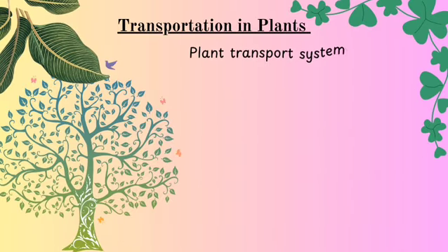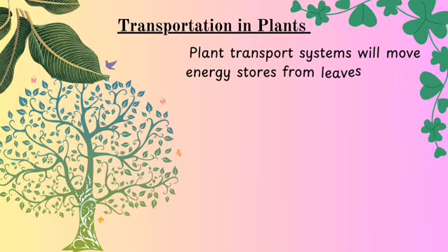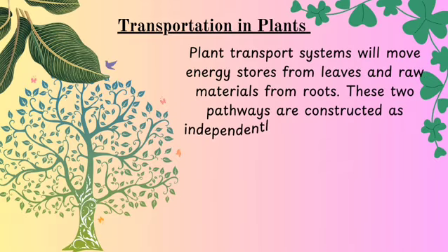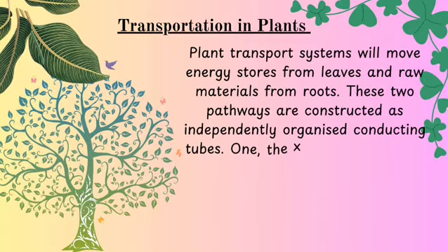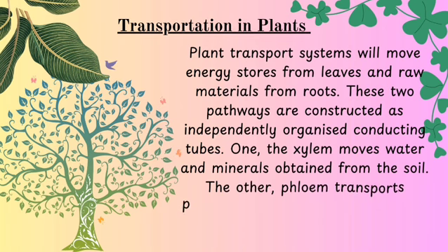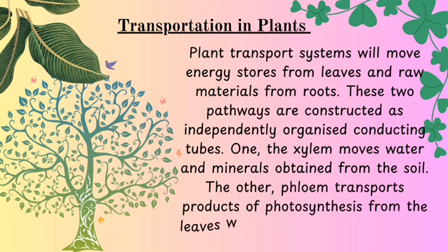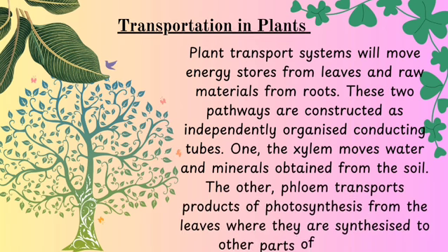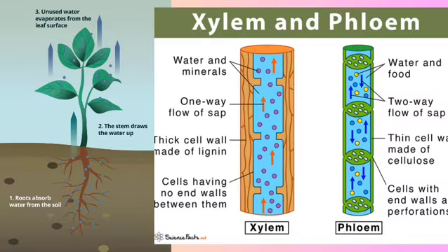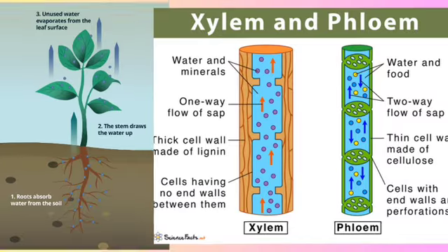Transportation in plants. Plant transport systems will move energy stores from leaves and raw materials from roots. These 2 pathways are constructed as independently organized conducting tubes. 1. The xylem moves water and minerals obtained from the soil. The other, phloem, transports products of photosynthesis from the leaves where they are synthesized to other parts of the plant. Xylem and phloem are the main tissues that help in transportation in plants.